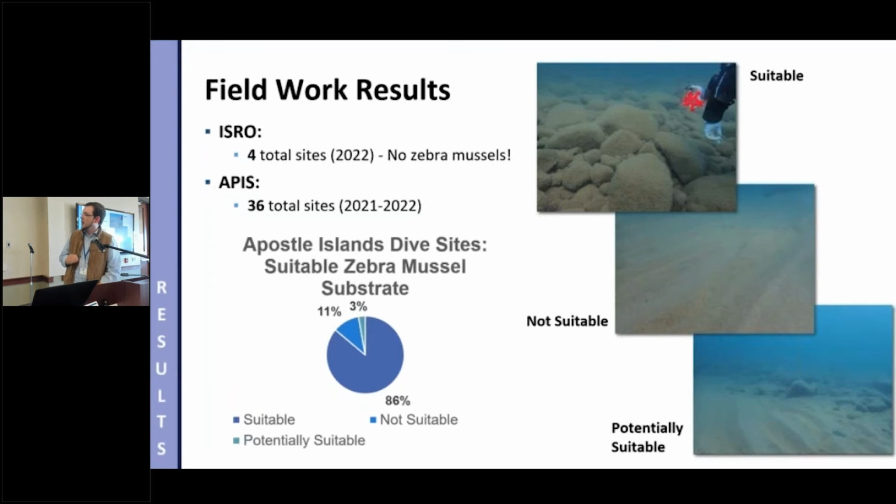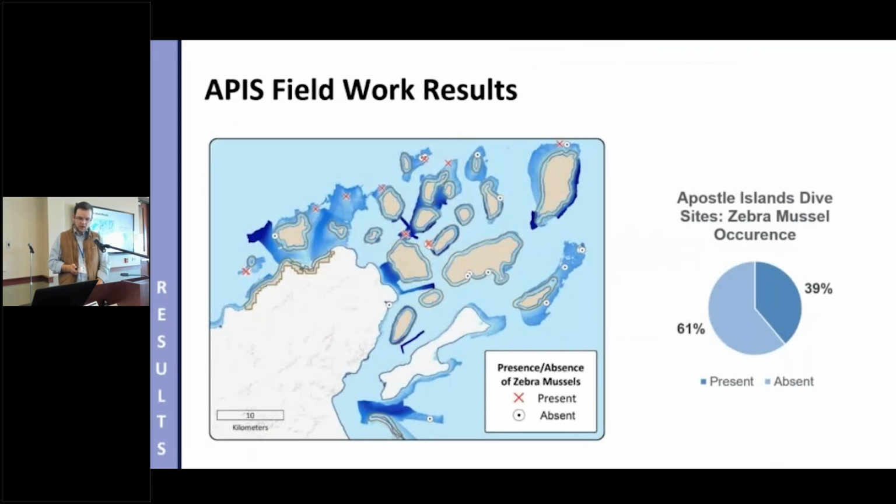Of those 36 sites, 86% of them had suitable substrate for invasive mussel colonization. You can see a picture of what park divers identified as suitable substrate up there at the top on the right-hand side. Only 11% of those sites had substrate that was deemed not suitable for invasive mussel colonization, which you can see in the middle, and then 3% of our sites were potentially suitable, where there's a mix of hard and soft substrate types. Across the Apostle Islands, 39% of those dive sites had zebra mussels and 61% did not. You can see a pattern up to the north of the Apostles, and also a little cluster in the middle around Oak Island Shoal, where there were zebra mussels present.